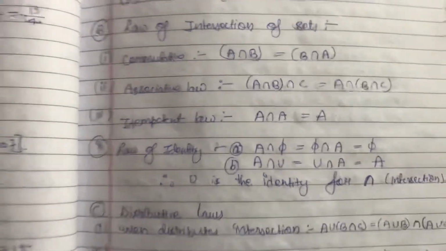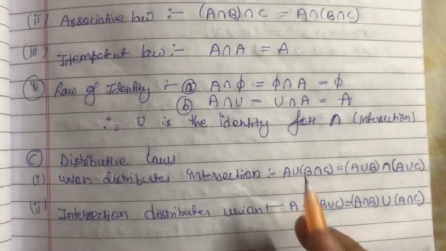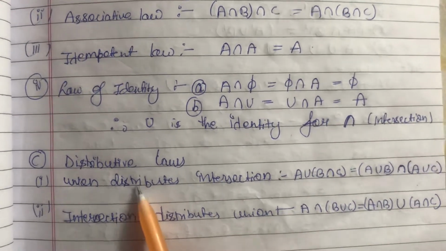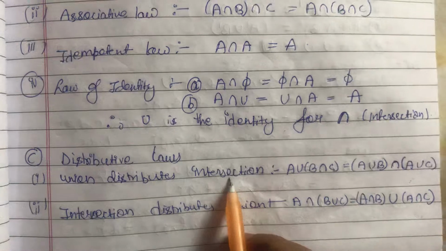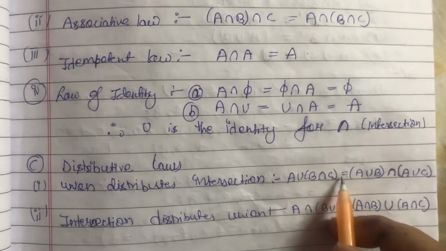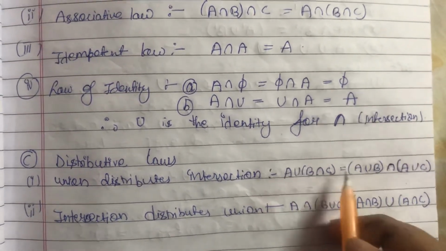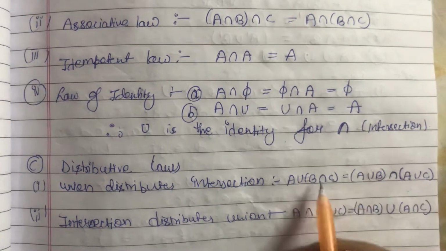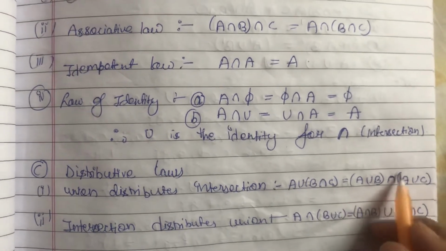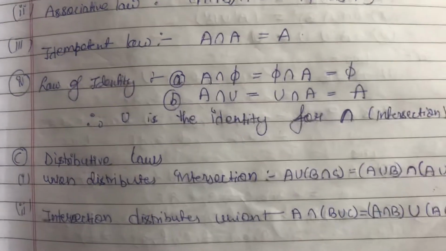The third one is distributive law, a very important law, both laws are very important. Union distributes intersection, which means A union (B intersection C) can be distributed as, we will find A union B, because here the symbol is union. So (A union B), then what do we have next? Intersection. So intersection, then again A union C. So (A union C). This is the distributive law.